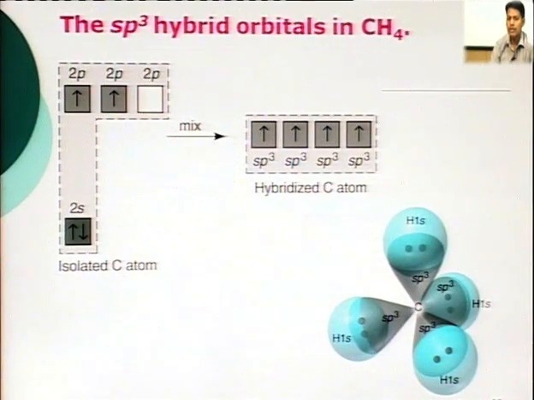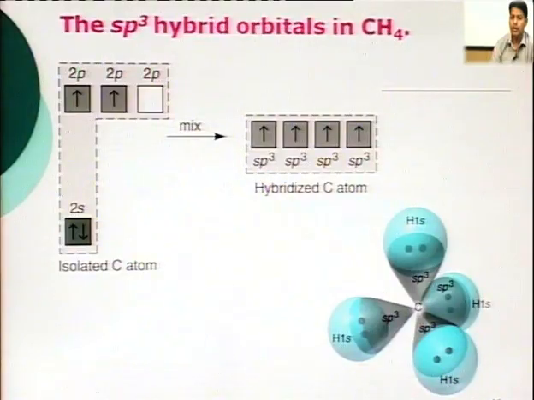So, 4 orbitals of carbon atoms are hybridizing. One 2s orbital and 3 p orbitals, or 2p orbitals, are hybridizing and form 4 orbitals of sp3 hybridization.